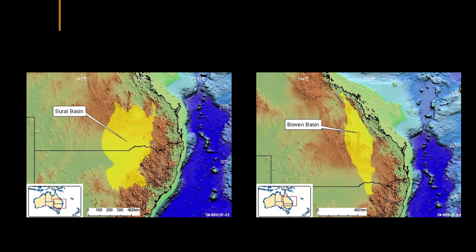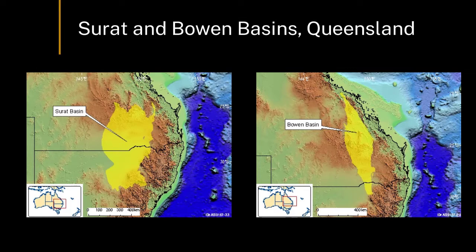Well, coal seam gas is predominantly methane that is found in coal beds, and in terms of the Australian context, most of the economic deposits are located in the Surat and the Bowen basins in Queensland.